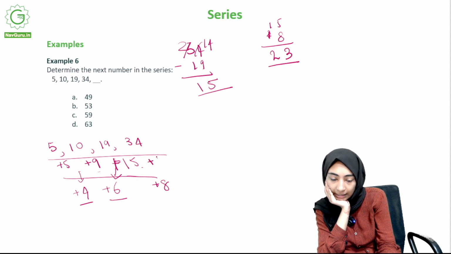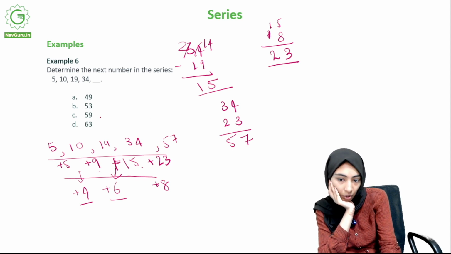Okay, try adding a 23 here. What is 34 plus 23? 4 plus 3 is 7, 3 plus 2 is 5, 57. But you don't really have 57 in the options, so it's not going to be 57.